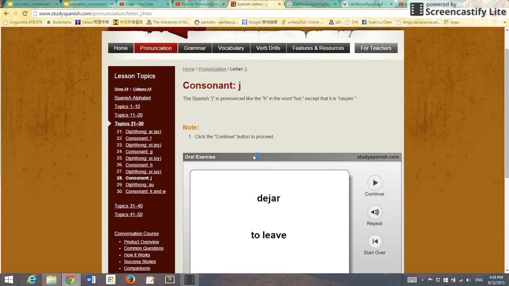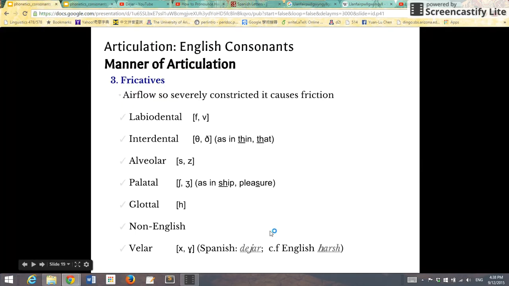Okay. The critical difference between Spanish J and the English H actually is the place of articulation. So the Spanish J will be velar. The place of articulation will be velar. But for English H, the place of articulation will be glottal. I can show you this right away.